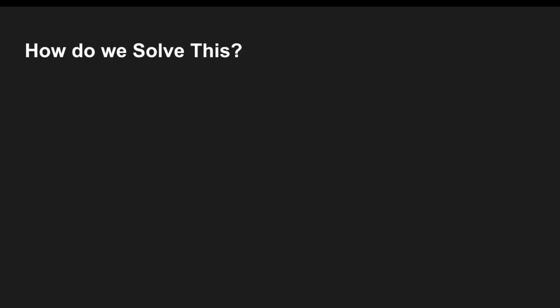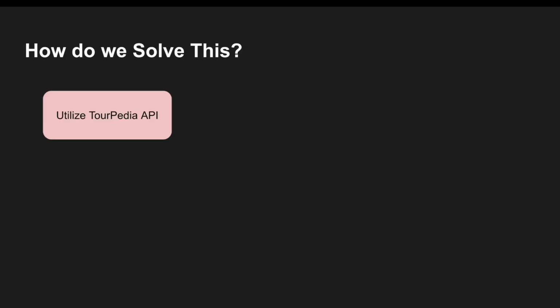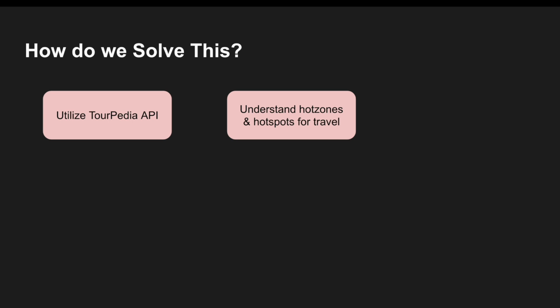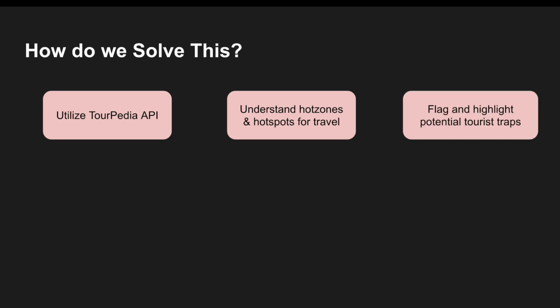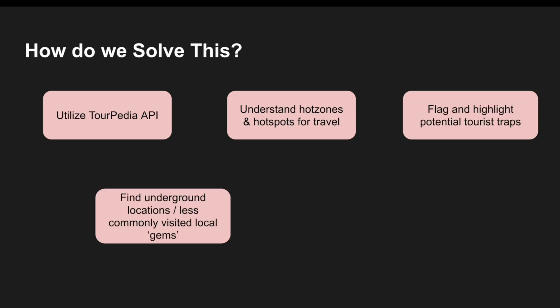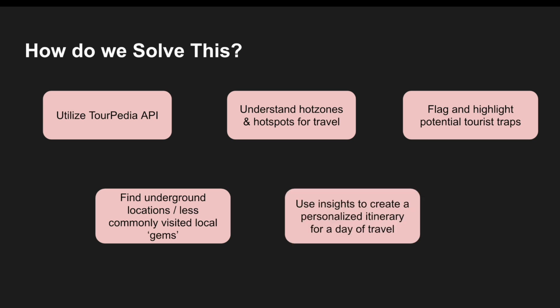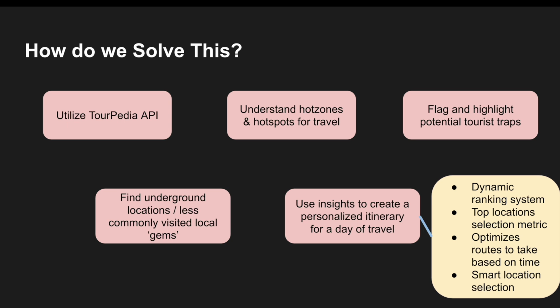So, how do we solve this problem? Well, first, our team decided to use the Torpedo API, which provides datasets and insights about travel locations, tourist attraction data in cities, and numerous other location statistics. By understanding hot zones and hotspots for travel, flagging and highlighting potential tourist traps, as well as finding underground locations, we can combine all of these insights together to create a personalized itinerary for a day of travel.